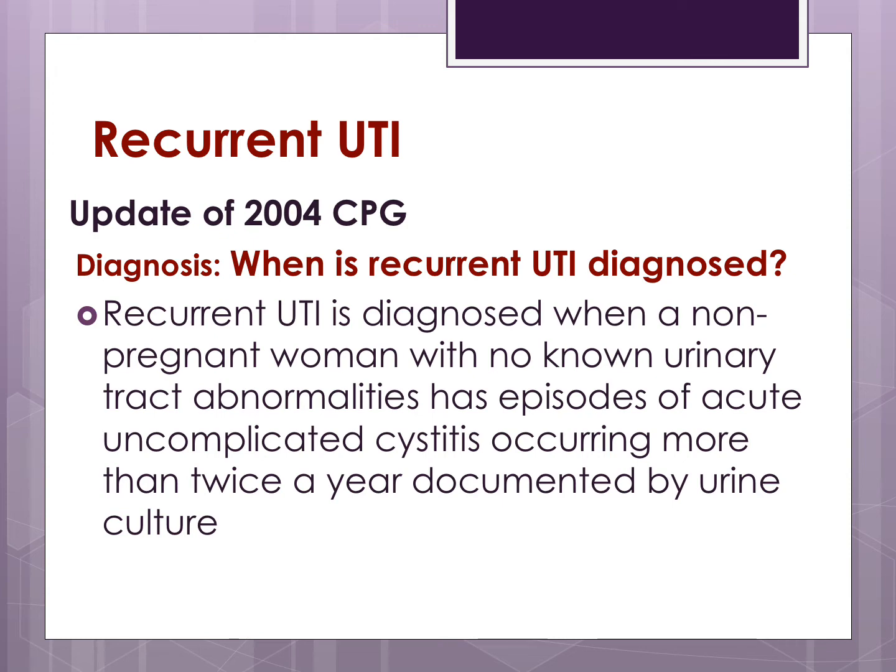Now, other examples of how to use practice guidelines and how guidelines very quickly evolve. So let's say in the 2004 clinical practice guideline, there's a question about how to diagnose recurrent UTI. And it says it's diagnosed when a non-pregnant woman with no known urinary tract abnormalities has episodes of acute uncomplicated cystitis occurring more than twice a year, documented by urine culture. So it says more than twice a year.